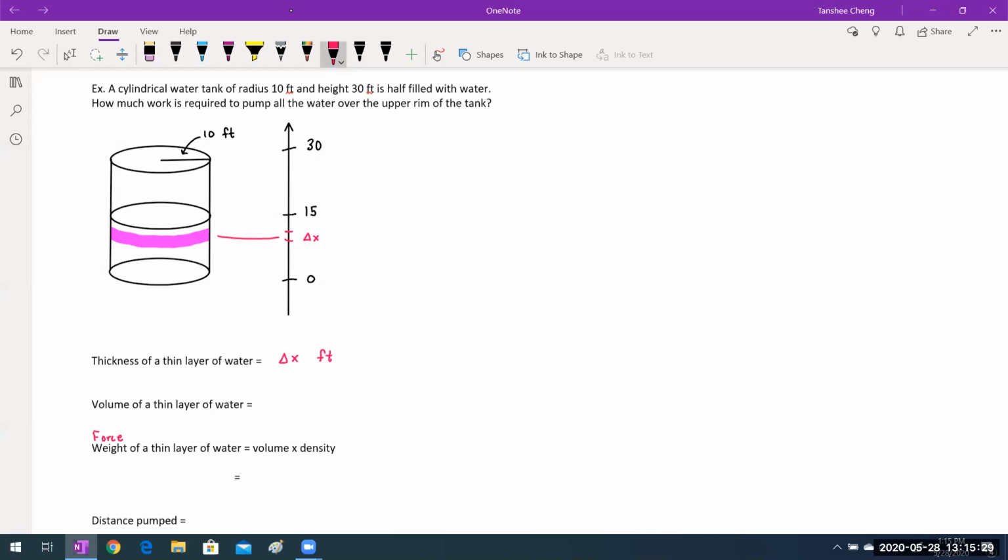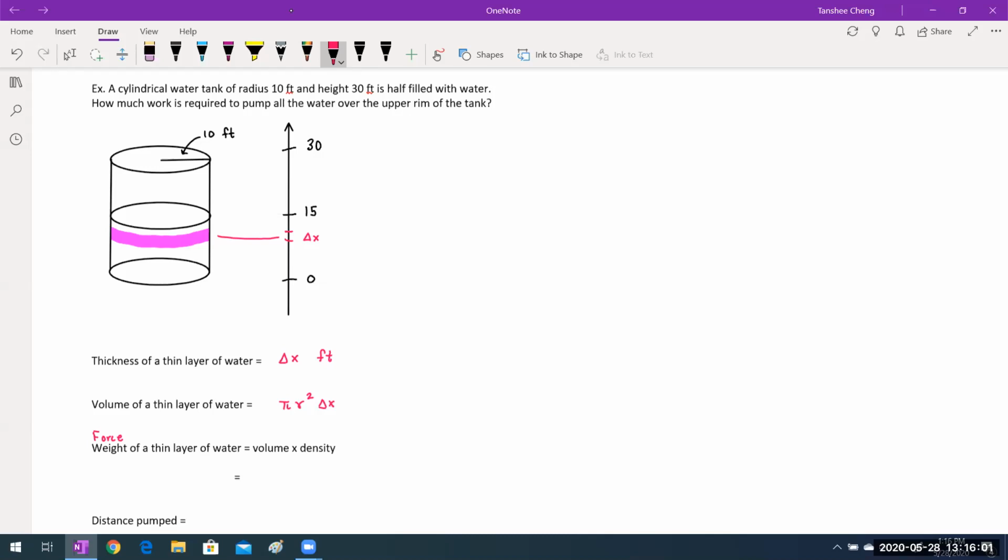Okay. So first, we need to know the volume of the thin layer of water. The volume is basically the area of a circle right here times the thickness. That is pi times the radius squared, times the thickness, delta x. That will be the volume of this one thin layer.